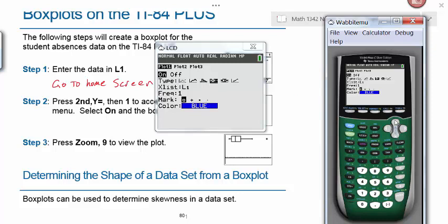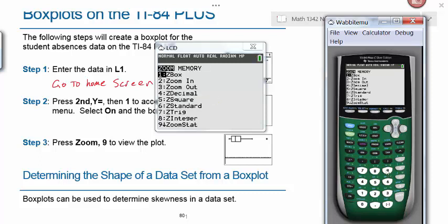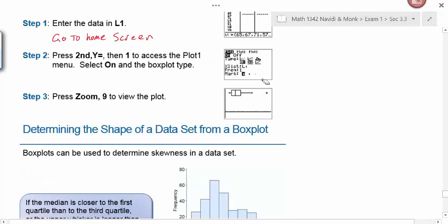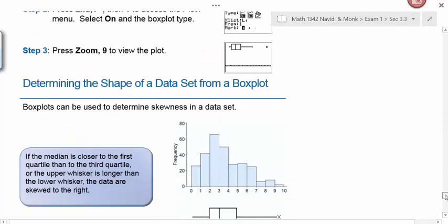To turn your plot on, you just move your cursor over to on and then hit enter. To select your graph, you scroll over to it. If I want just the regular box plot, I'll hit enter on that. Then it asks for the data list, or the list for where your data values are located that you want to graph the box plot for. Then you just hit zoom 9 once that's set, and it adjusts the window for you. If you forget the steps on how to do graphing on your calculator, they're in the notes.